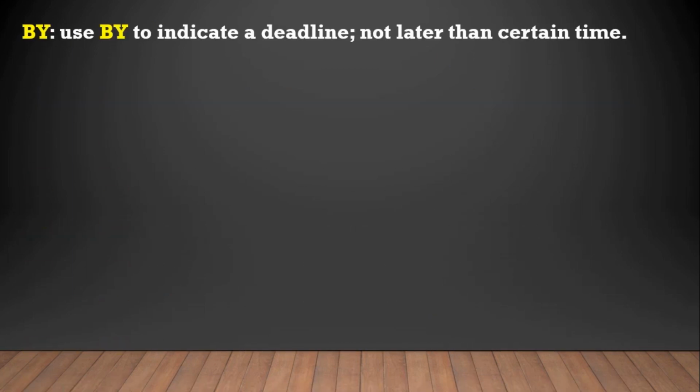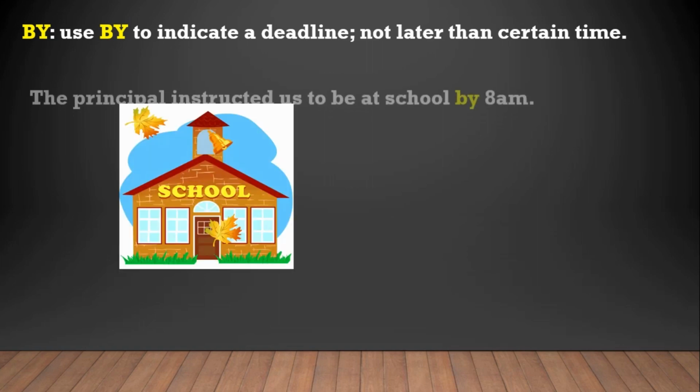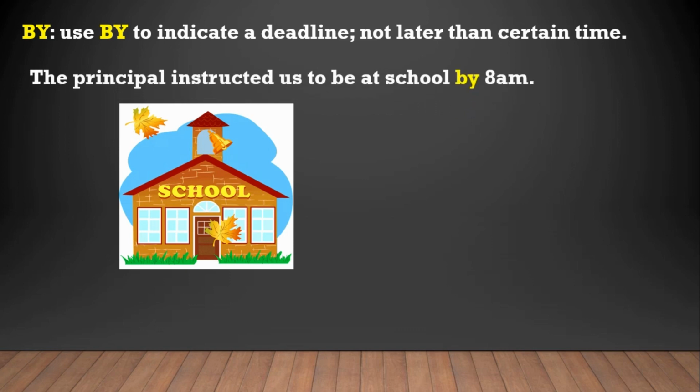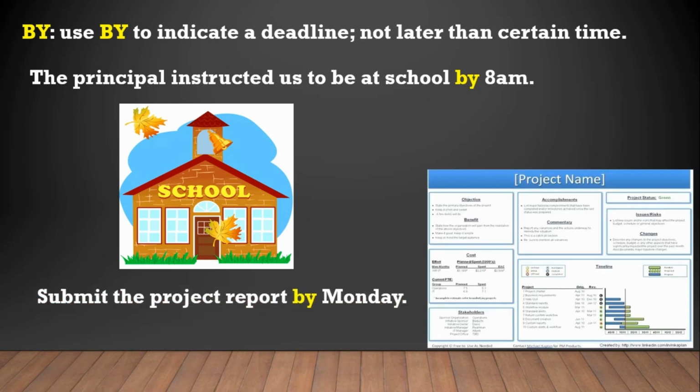By: use by to indicate a deadline, not later than a certain time. Okay? Example, the principal instructed us to be at school by 8 a.m. It is the deadline given to us, not later than 8 a.m. Submit the project report by Monday. So Monday is the deadline given, not later than Monday. Okay? In such conditions, use by.